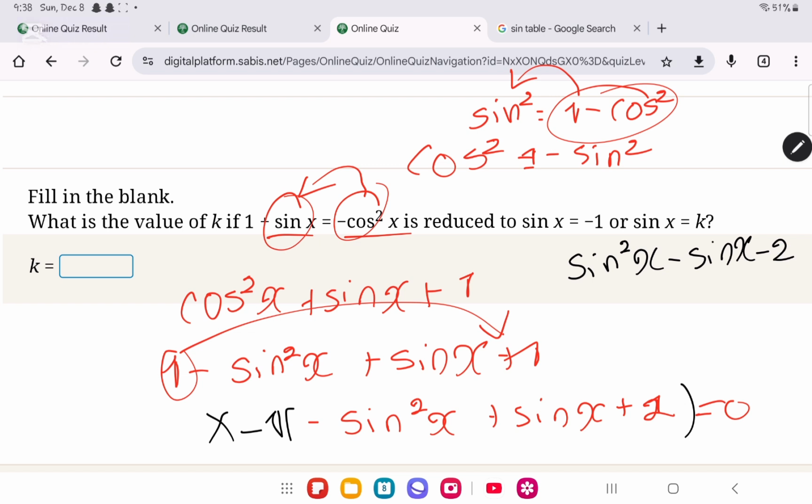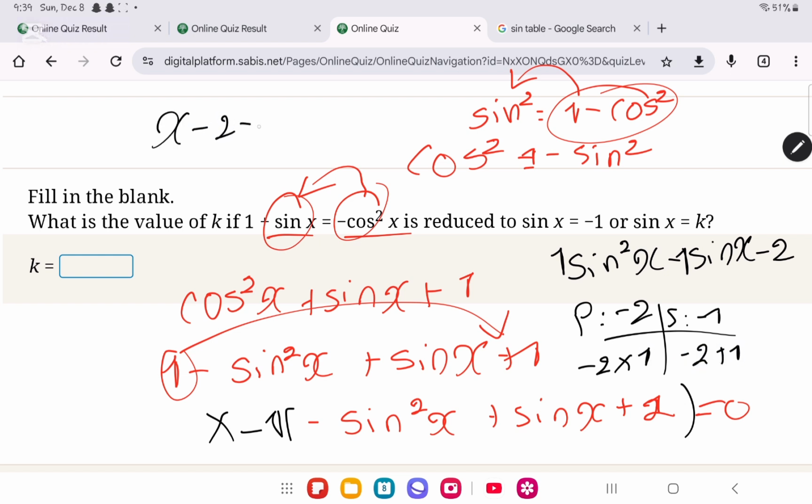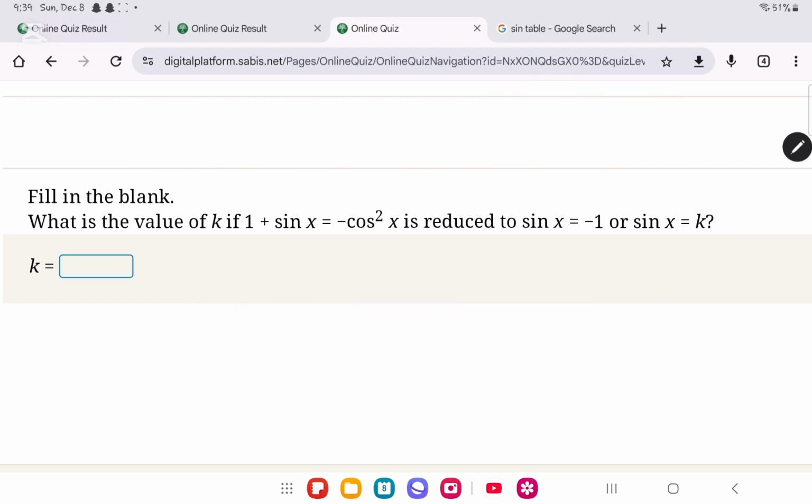minus 2. Then we do the product sum method. Here next to it is 1, here this is minus 1. So the product is 1 times minus 2, which is minus 2, and the sum is minus 1. So very simply, it is minus 2 times 1, and then minus 2 plus 1. So x minus 2 is equal to 0, or if you want to write it as a factor, it becomes x minus 2 times x plus 1. But then solving it, you're going to get x is equal to 2, and then x is equal to minus 1. So x is minus 1 is already an answer.